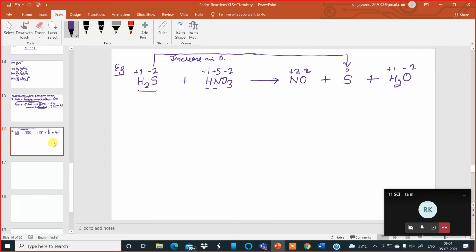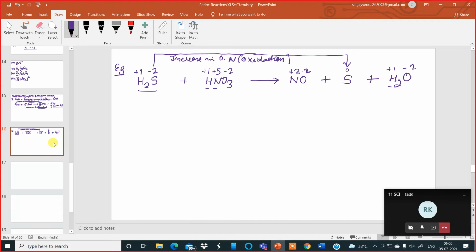Increase in oxidation number. Now, what is the meaning of increase in oxidation number? Is it oxidation or reduction? It is oxidation. Okay, very good. Now let us check with nitric acid. In nitric acid, hydrogen is plus 1. This side is also plus 1. Nothing worrying.